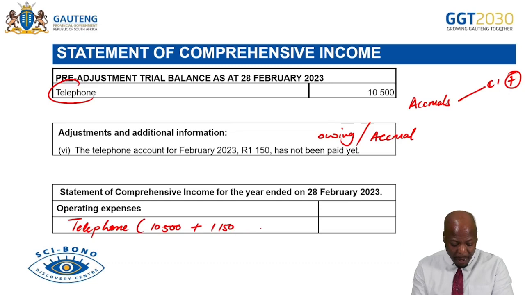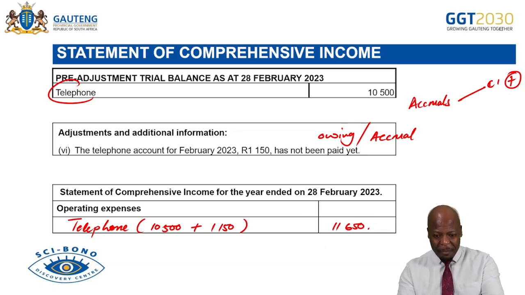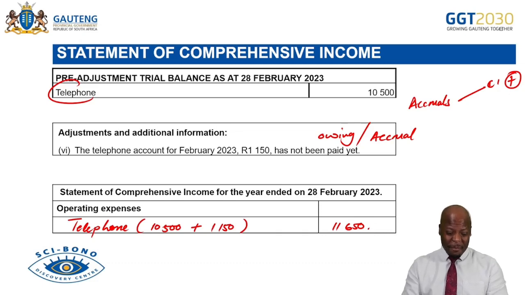1,150. Then I add my 1,150. I get 11,650. That is how I would then complete my statement of comprehensive income on this adjustment. Are we still okay? All right. Good. Let's move on to the next adjustment.